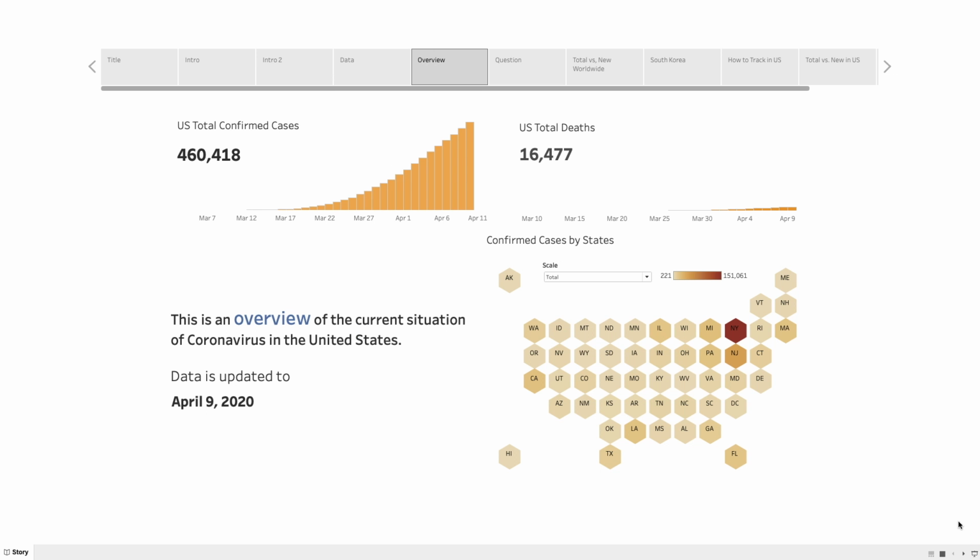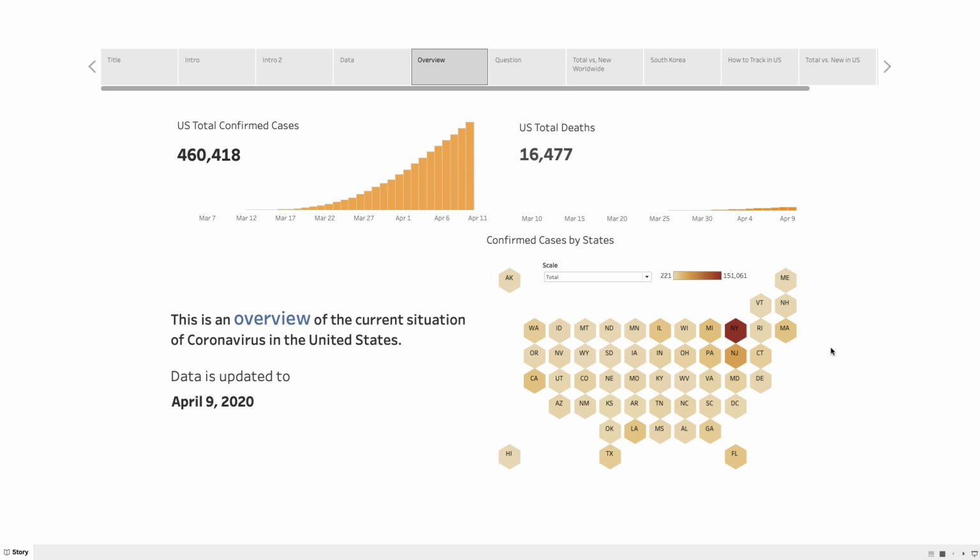So first, let's look at this dashboard. It is a summary of the current situation within the US. Updated to April 9, 2020, there have already been 460,000 confirmed cases, and 16,000 people unfortunately died from this disease. And these numbers continue to grow.